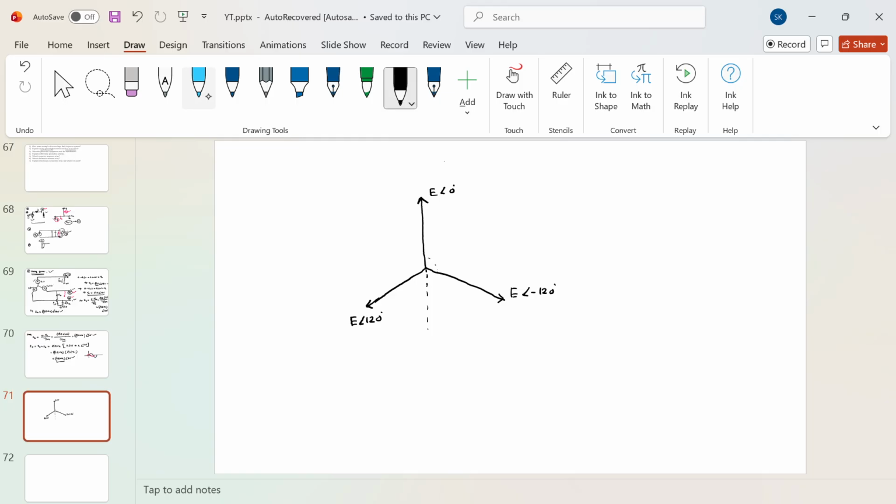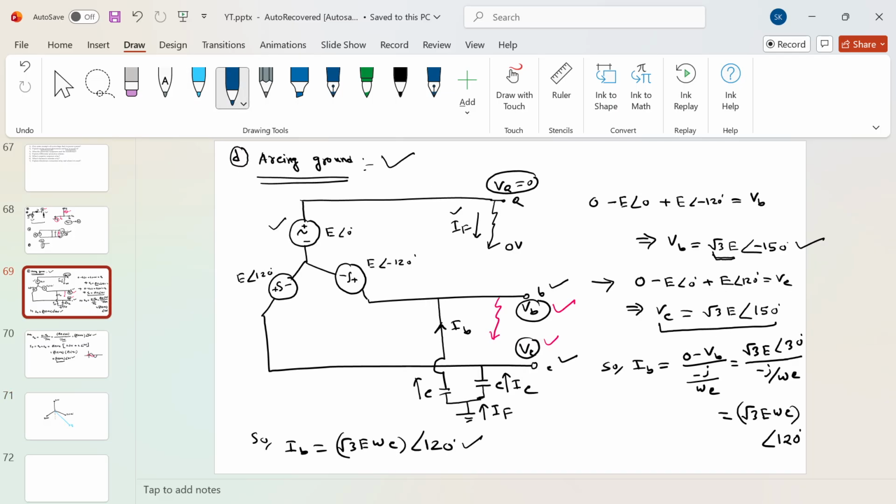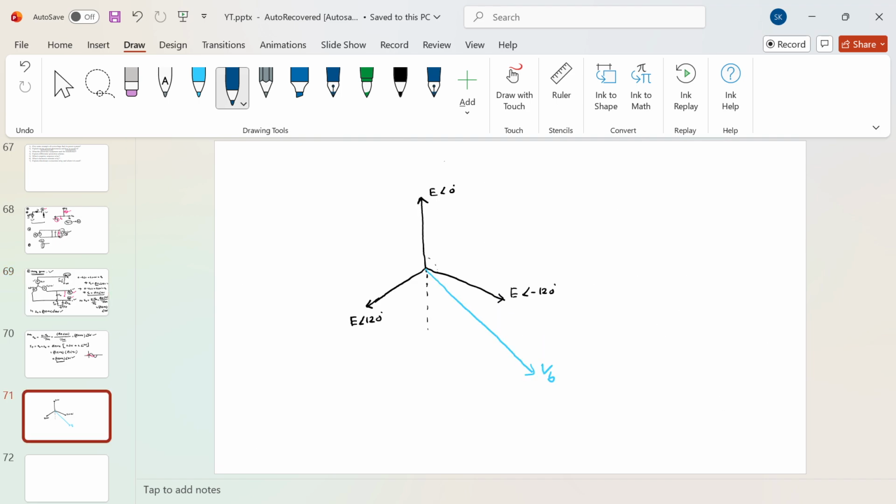So the B phase voltage will simply be located here. This is your VB, and its magnitude will be root 3 times E, and this angle is basically minus 150 degrees. Now if you see the C phase voltage, it is located at 150 degrees, so it will become like this, VC, and this angle is 150 degrees. So you can see here that your B and C phase voltages have increased by root 3 times in magnitude.